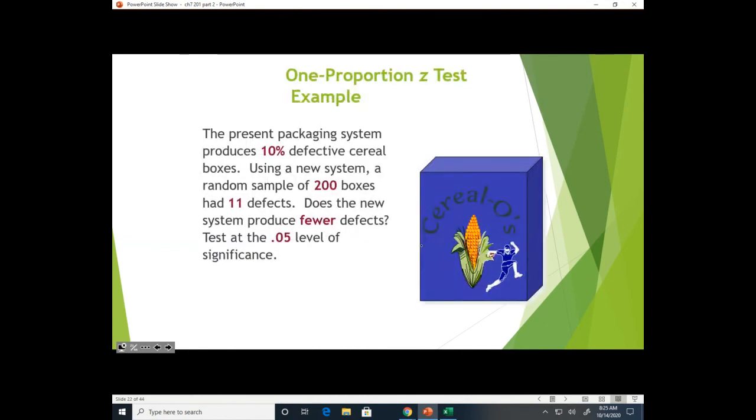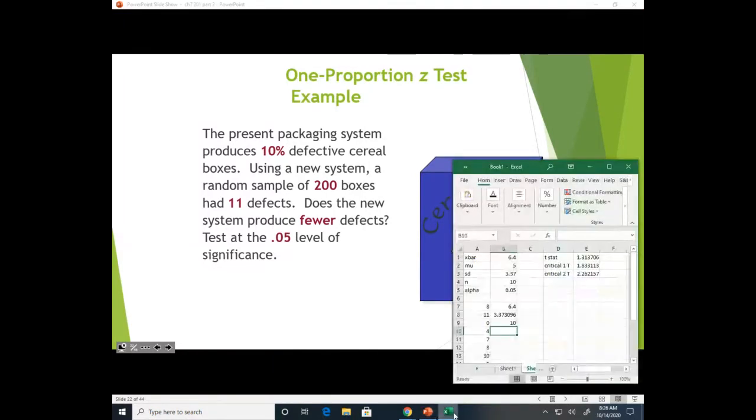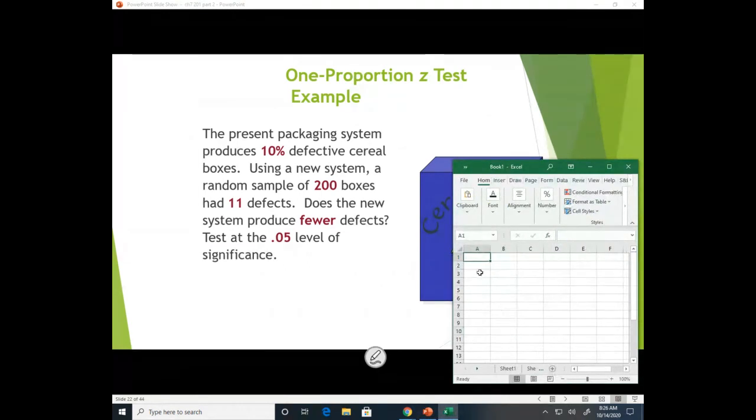All right, so let's do a one proportion z-test example. We have this box of cereal. Their packaging system produces 10% defective cereal boxes. Using a new system, a random sample of 200 boxes has 11 defects. Does the new system produce fewer defects at a 0.05 level of significance? Okay, so start a new sheet and we'll solve this problem.